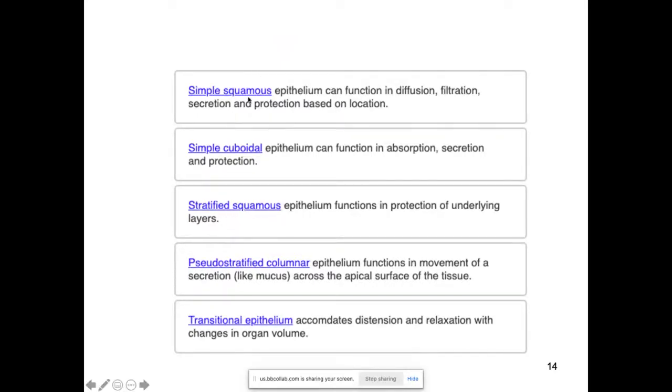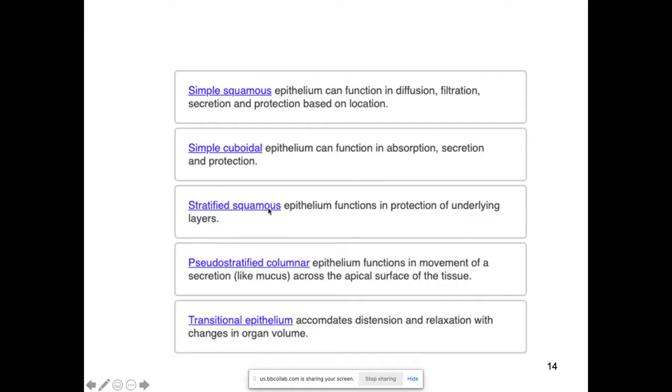It's simple. So when you have something that's one cell layer thick, think of also like a coffee filter, right? It's one cell layer, and things can diffuse and pass through that. So that's the word diffusion, is that it can filter and pass. The water can pass through that because it's only one cell layer thick.